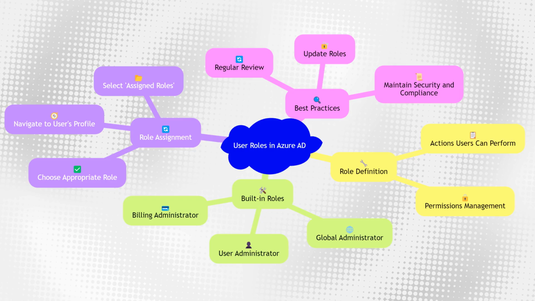User roles in Azure AD define what actions users can perform within the Azure environment. There are several built-in roles, such as Global Administrator, User Administrator, and Billing Administrator, each with specific permissions. Assigning roles to users is a critical aspect of identity management, as it ensures that users have the necessary permissions to perform their tasks without overprivileging them. To assign a role, navigate to the user's profile in Azure AD, select Assigned Roles, and choose the appropriate role. Regularly reviewing and updating user roles is essential for maintaining security and compliance.